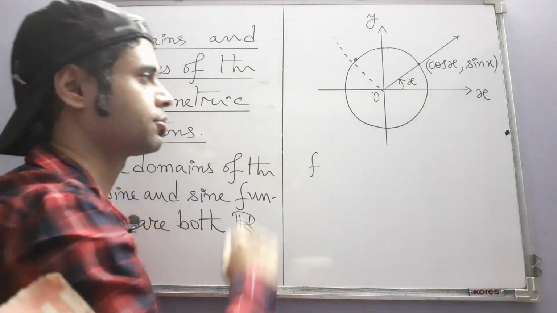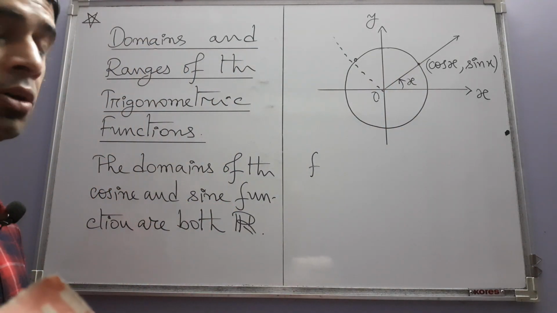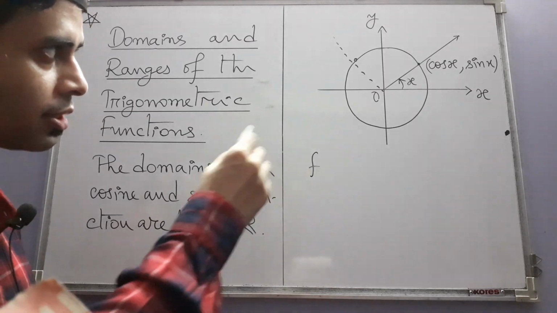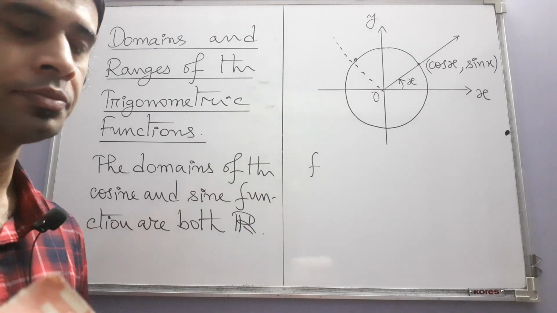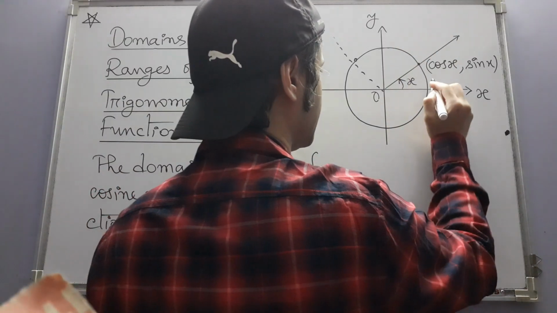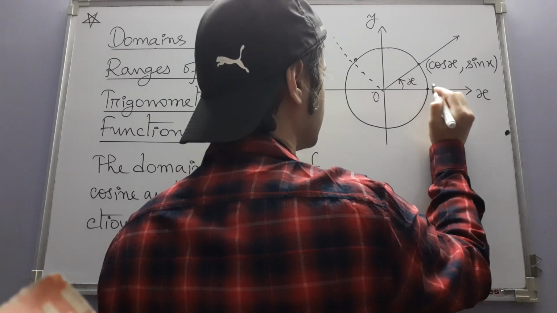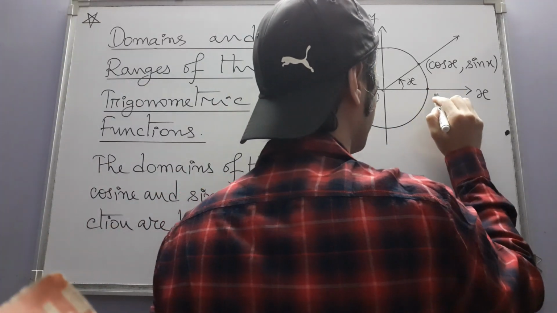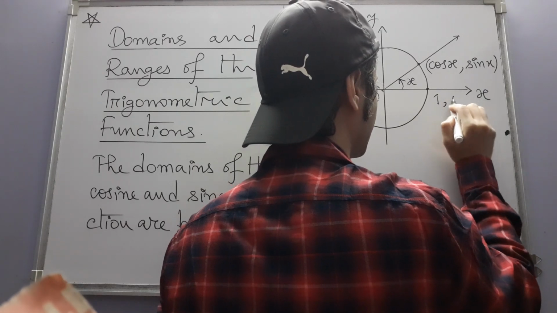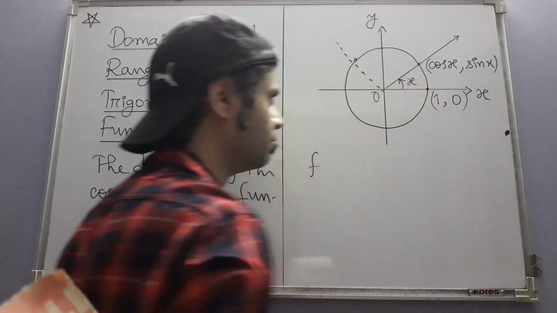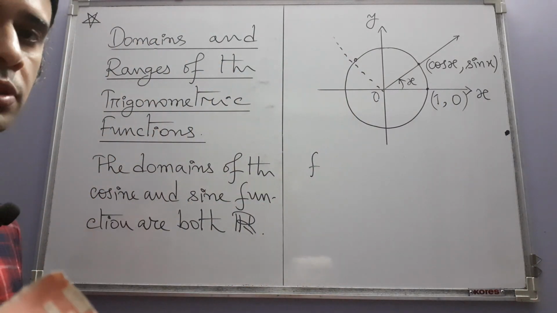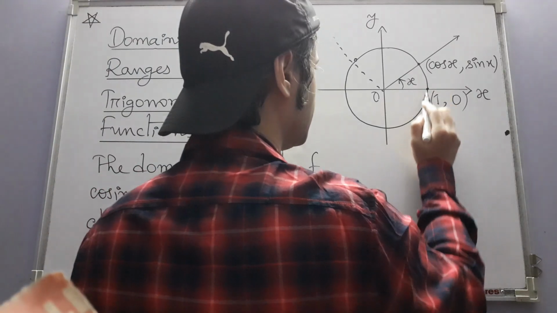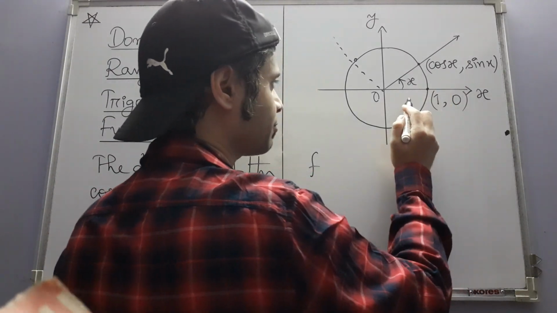What are the x coordinates? How large and how small can the x coordinates of points on the circle be? Say you start your journey here at the point 1, 0. I said journey because now we are going to move the point on the circle to see what its x coordinates can possibly be.